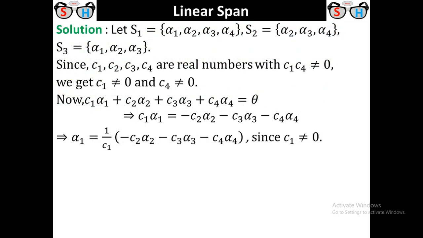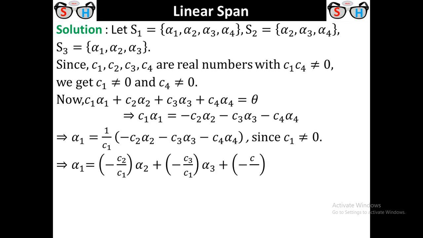If I simplify it, alpha 1 equals minus C2 by C1 alpha 2 minus C3 by C1 alpha 3 minus C4 by C1 alpha 4. Clearly alpha 1 can be expressed as a linear combination of alpha 2, alpha 3, alpha 4. Minus C2 by C1 is a real number, minus C3 by C1 is also a real number, minus C4 by C1 is a real number. So alpha 1 can be expressed as the linear combination of alpha 2, alpha 3, alpha 4.